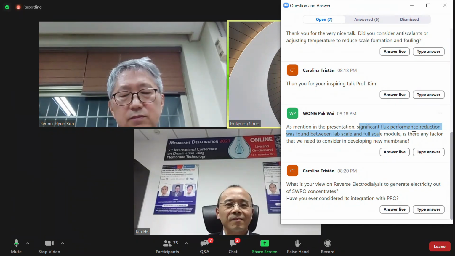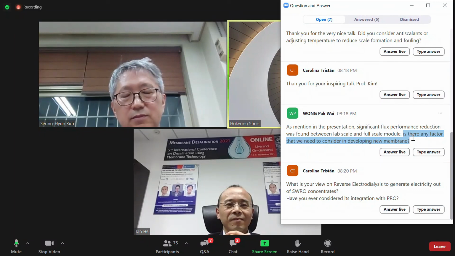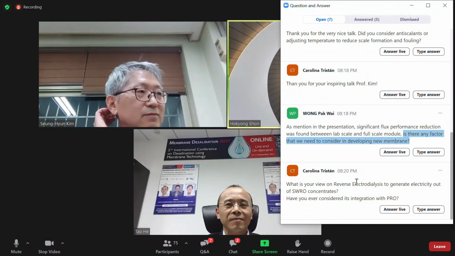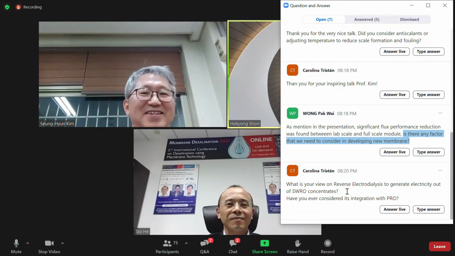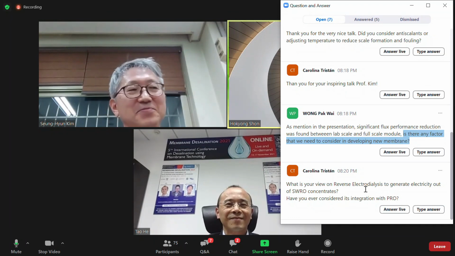Significant water flux performance reduction was found between lab scale and full scale. You have mentioned the module problem. Are there any factors that we need to consider in developing new membranes? Do you have any suggestion? Because it looks like a lot of membranes are developed in this room. You are talking about modules. How about membranes?